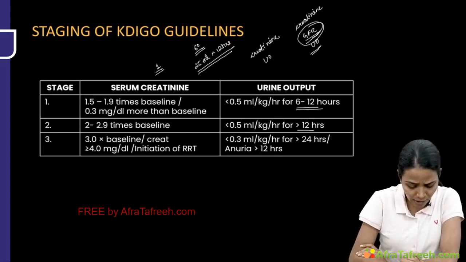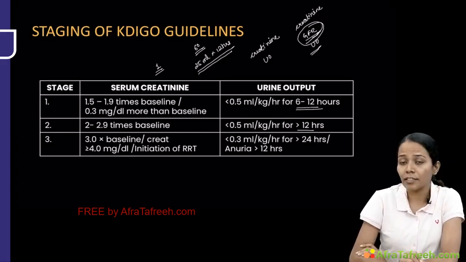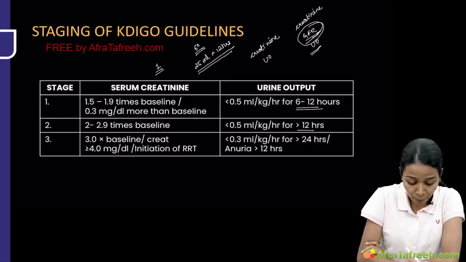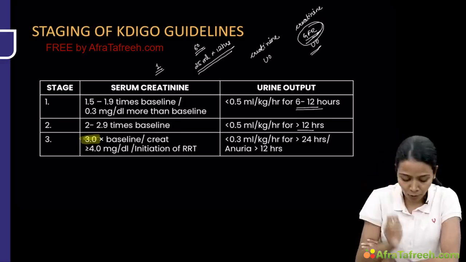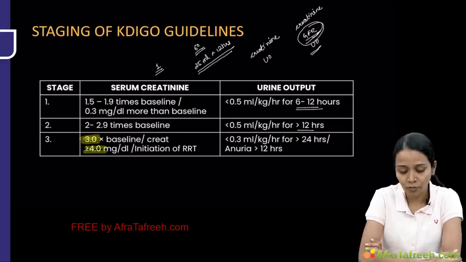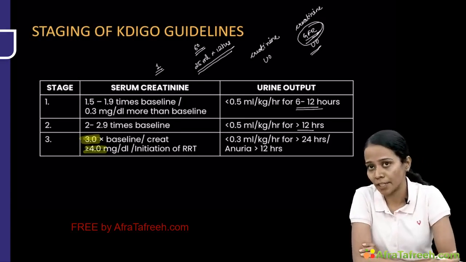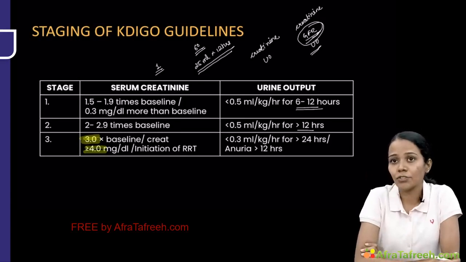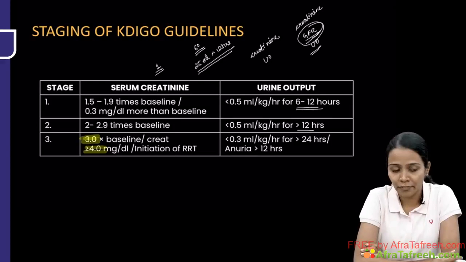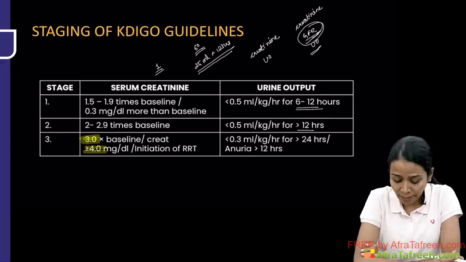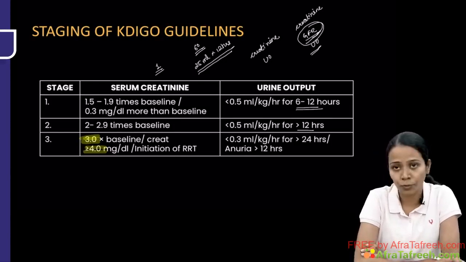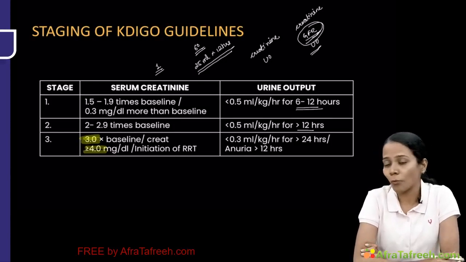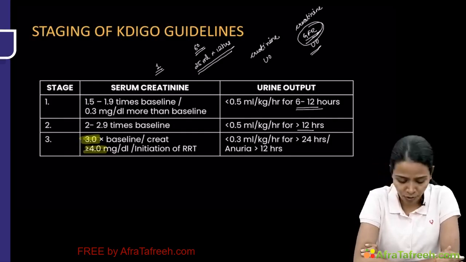Okay. And next is, when we see the serum creatinine value, it is approximately 3 times elevation from the baseline. Okay. And if you want to take an absolute value, it is 4. An absolute value of 4 will be taken for serum creatinine. So in any acute kidney injury, if serum creatinine is more than 4, that value will be considered, right? And any urine output less than 0.3 ml per kg per hour for more than 24 hours or anuria for more than 12 hours will be considered as KDIGO stage 3.